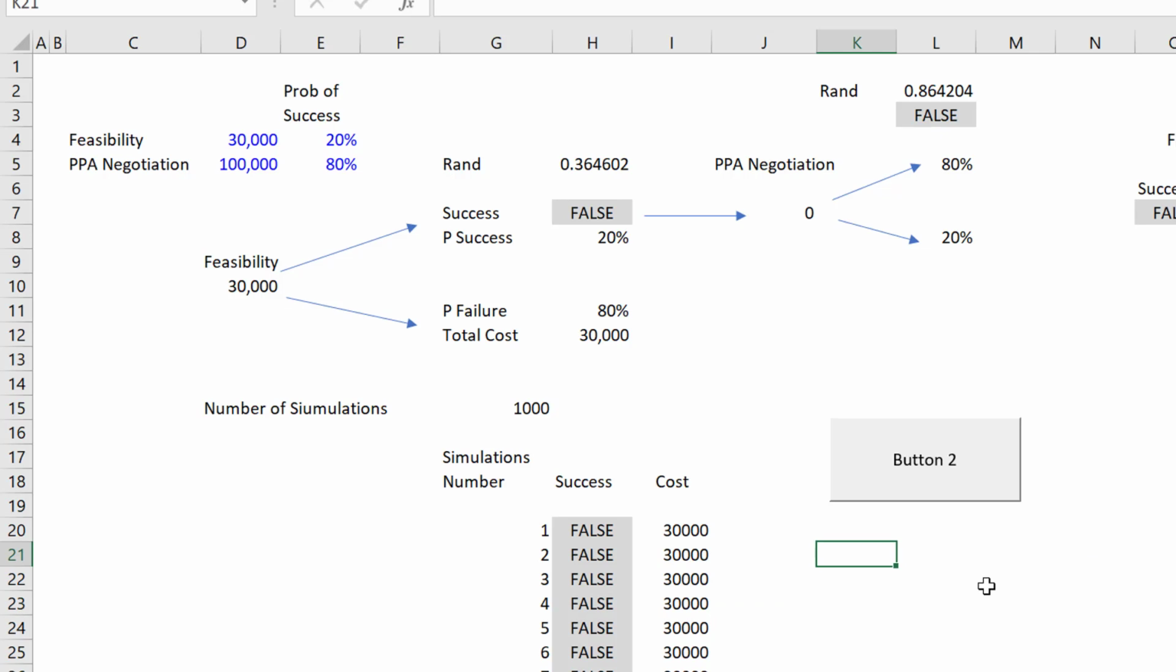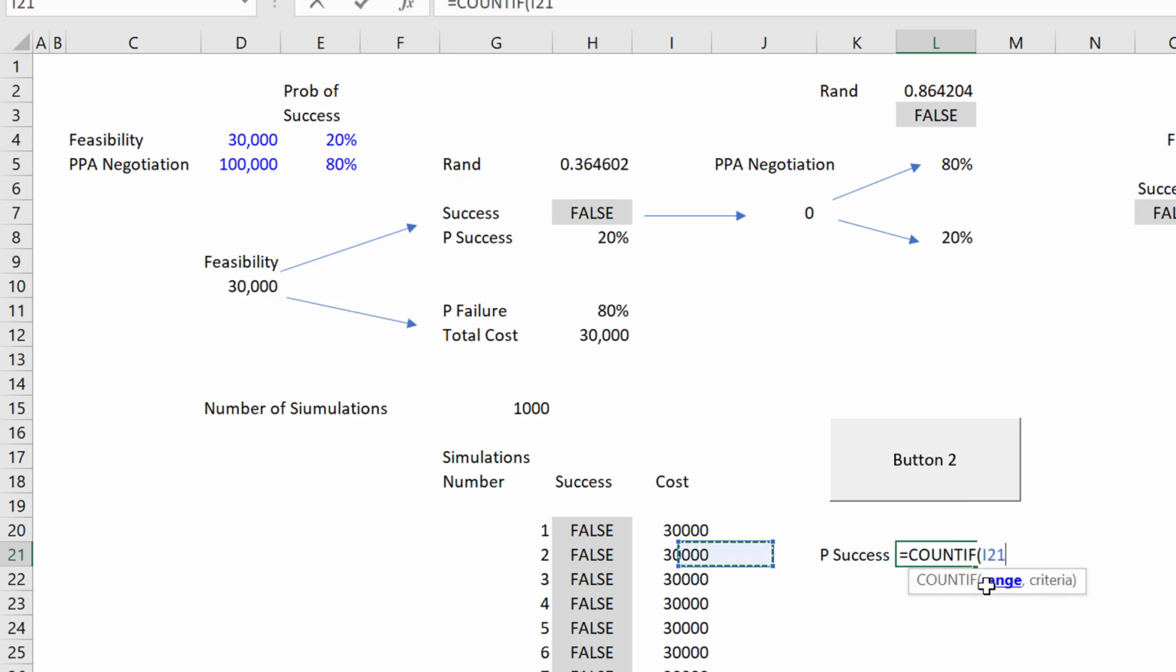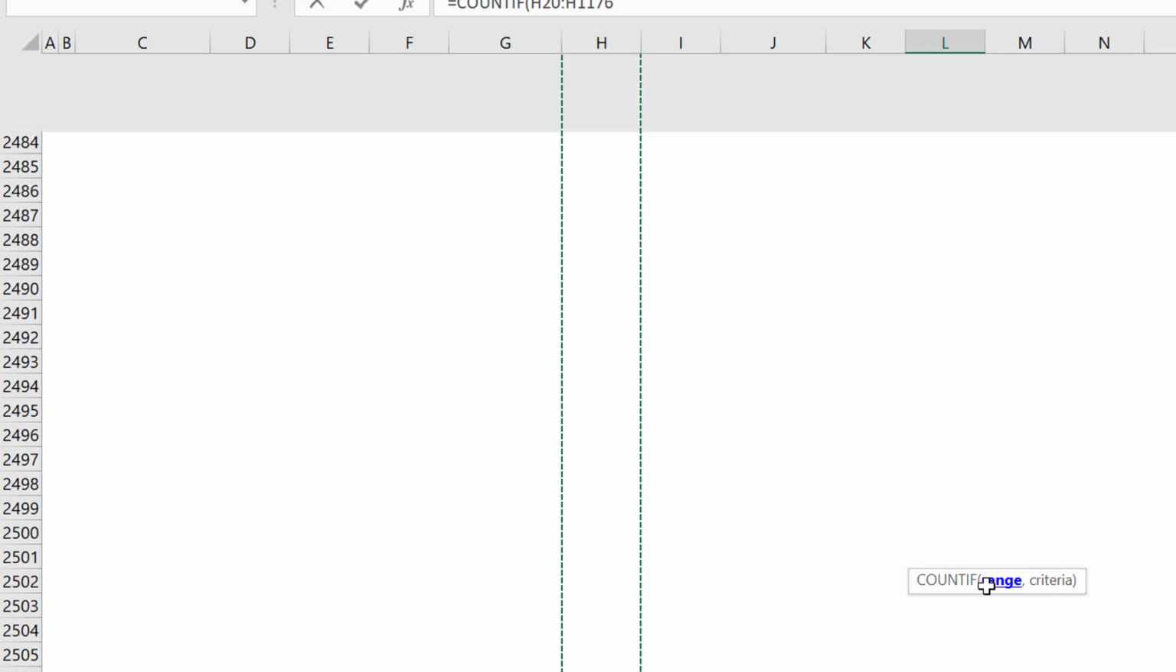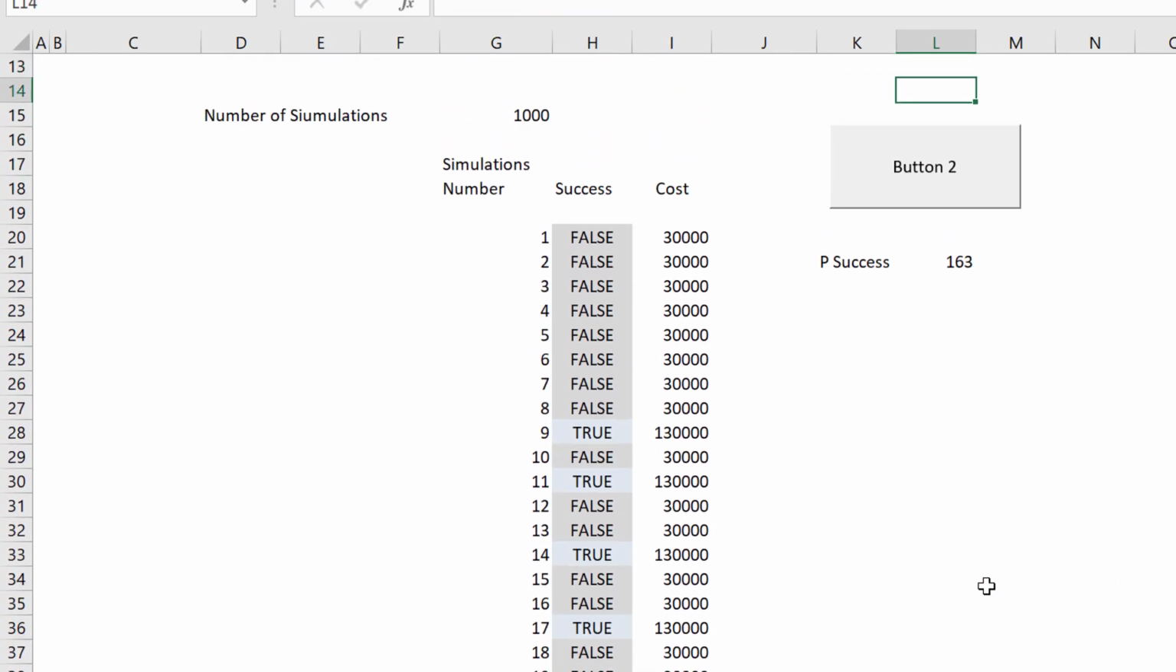Okay, I just made one scenario. I had to change the calculation thing a little bit and make it just calculate the whole sheet. Sorry about that. But let's put the probability of success. And that's just going to be a count if, and we'll just count if all the way down, but all the way, way down, and we'll just put comma true. Hope I did enough.